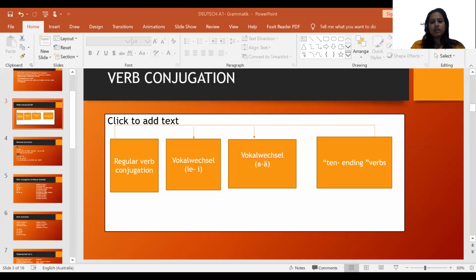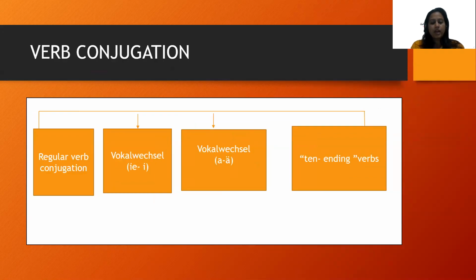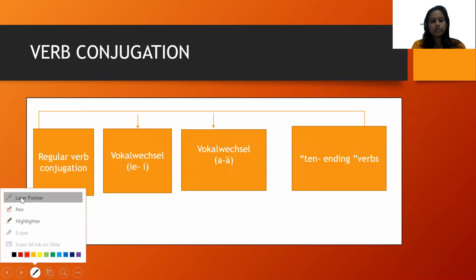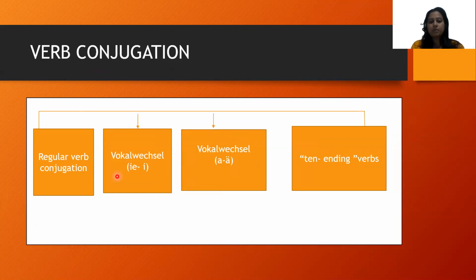Okay. So some basic revision. I mentioned in my last video that we will do verb conjugation in four types. The first type was regular verb conjugation, that is, your basic day-to-day verbs. In today's video, I'm going to tell you how the irregular verbs are conjugated. The second type of verb is called Vokalwechsel. Now, Vokal means vowel and Wechsel means exchange.